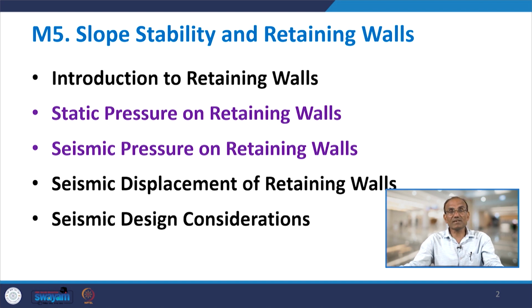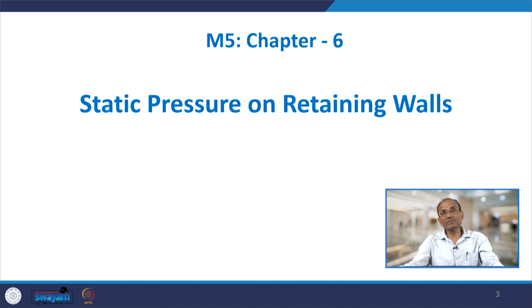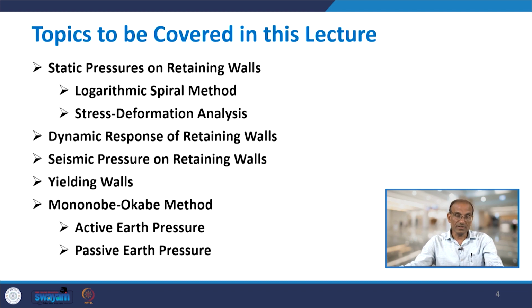We started static pressure in the last lecture, lecture number 47, static pressure on retaining walls, where we already discussed Rankine theory and Coulomb's theory. Now, we are going to talk about 2 more approaches for static pressure on retaining walls. One is what is called the logarithmic spiral method, and the next is stress deformation analysis. Once this is over, static pressure will be over, then we will talk about dynamic pressure, then response of retaining walls, then seismic pressure on retaining walls, then yielding walls, and then the Mononobe-Okabe method, for active earth pressure and passive earth pressure.